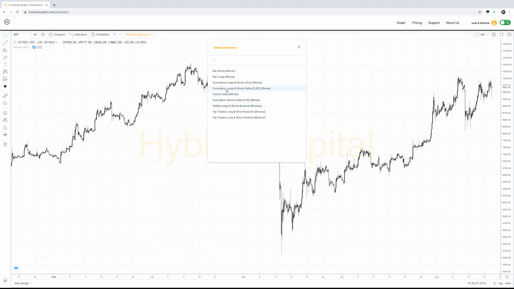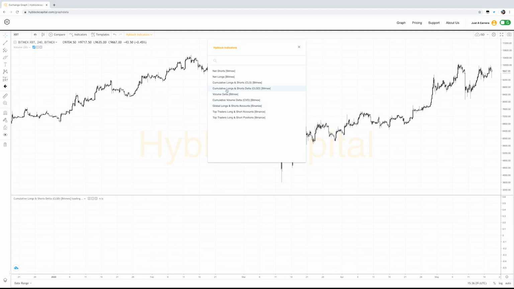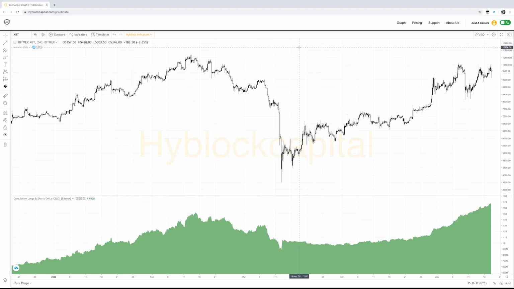And we have our cumulative long-short delta. And we know this one because this is one that we've used in our trading activity tab. And now we have it right underneath price, right? So we can see this dip in longs here is dropping off. We can see that. And now we have them really piling in here and we can see price coming up.